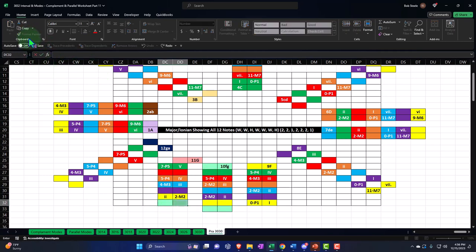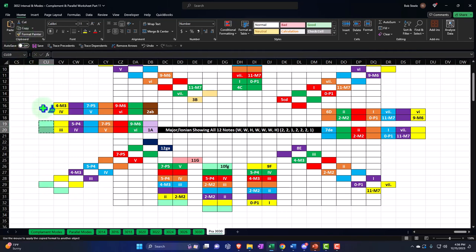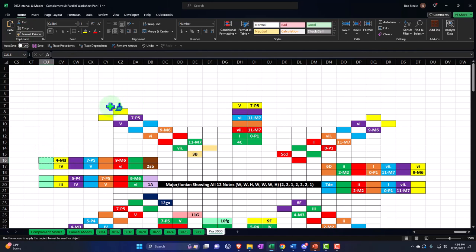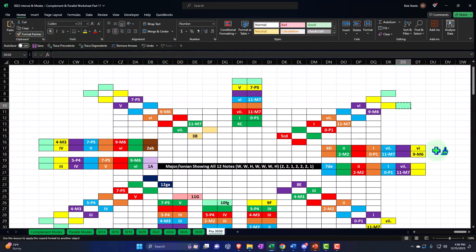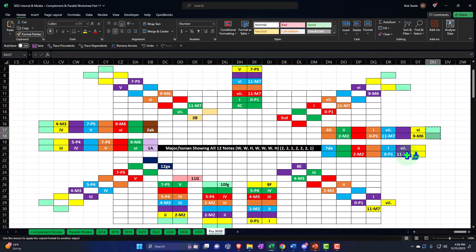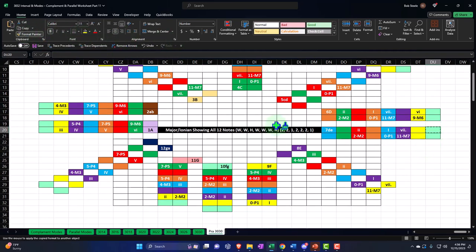Green, format paint the green, and again. And so there we have fancy green. Green, oh no, now I format painted two of them. Trying to avoid that. That's exactly what I was trying to avoid. And then it happened, for crying out loud. Okay, green. And then let's just keep going.